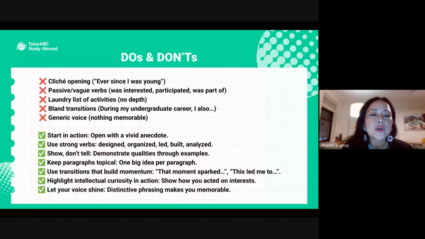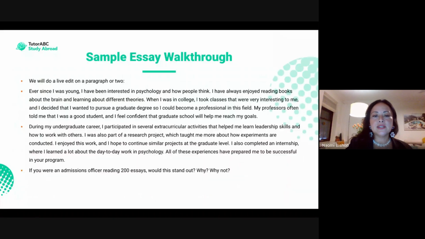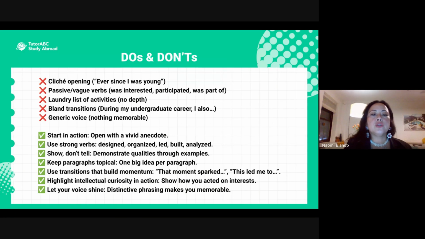Okay, use strong verbs: design, organize, led, build, analyze, active verbs. Show, don't tell, demonstrate qualities through examples. Again, not saying, oh, I was a good student. Show that you're a good student. Show, don't tell. That segues perfectly to the next one. Demonstrate qualities through examples and keep paragraphs topical, like we said.